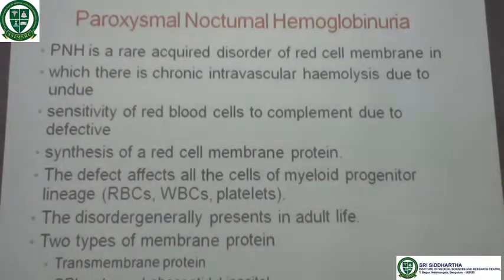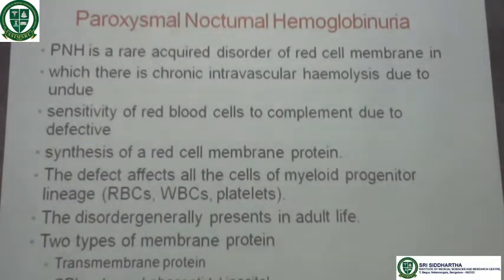It's a rare acquired disorder of the red cell membrane in which there is chronic intravascular hemolysis. It's due to hypersensitivity of the red blood cells to the complement system, due to defective synthesis of a red cell protein. Normally red blood cells are not sensitive to the complement. Complement activation never destroys the RBCs so easily, but here there is hypersensitivity of the red blood cells to the complement. Why? Because there is a defect in the red cell membrane protein. That defect affects all the cells of the myeloid progenitor, that's RBCs, WBCs and platelets also.